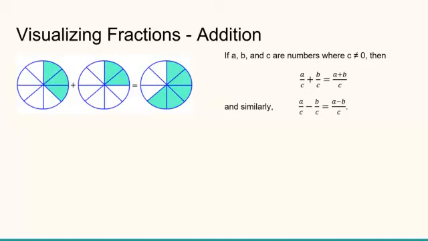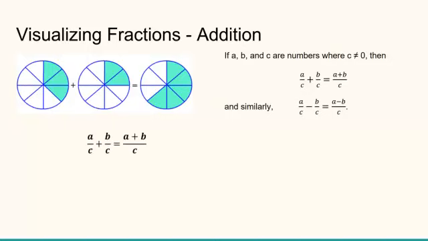Where C is not 0, then A over C plus B over C equals, adding the numerators, A plus B all over C. And similarly, we can say the same thing for subtraction. A over C minus B over C is equal to A minus B all over C.